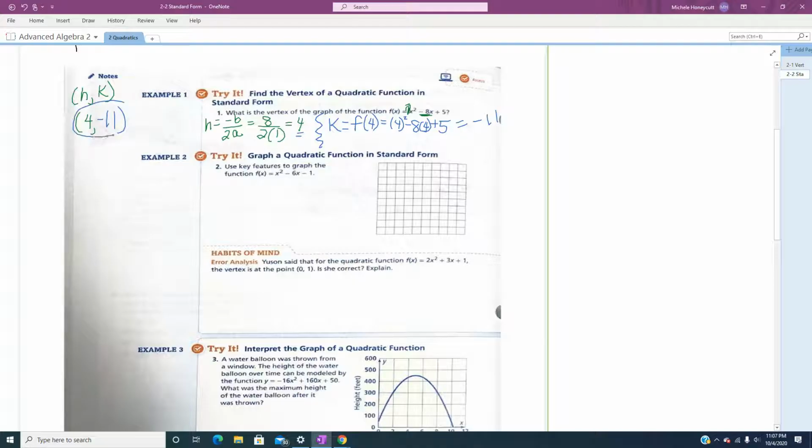Now this h equals negative b over 2a. You're going to need to remember that because we're going to be using that a lot.